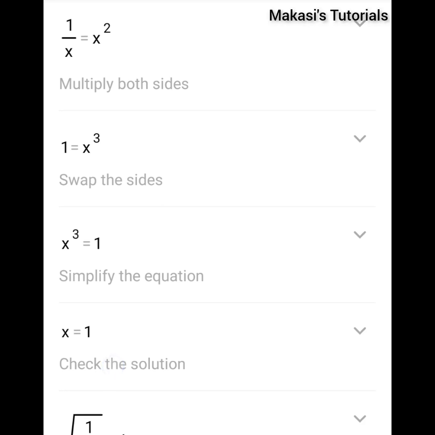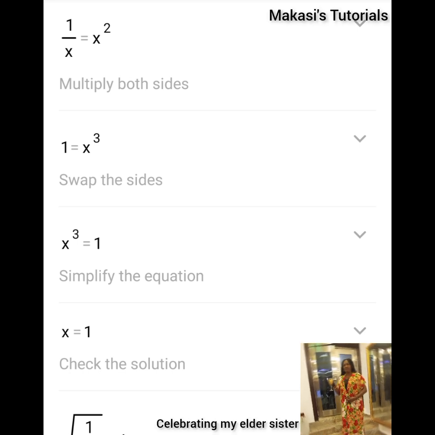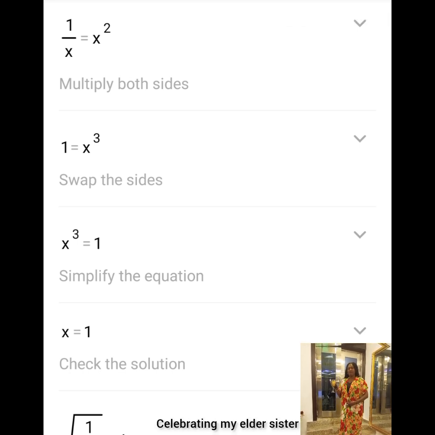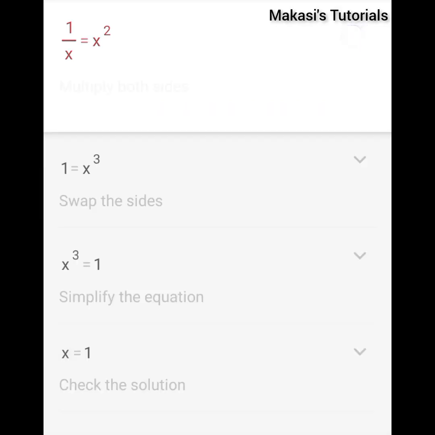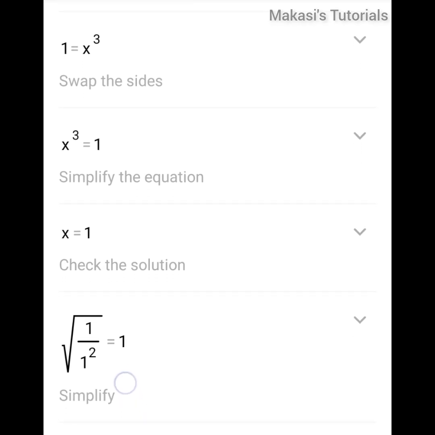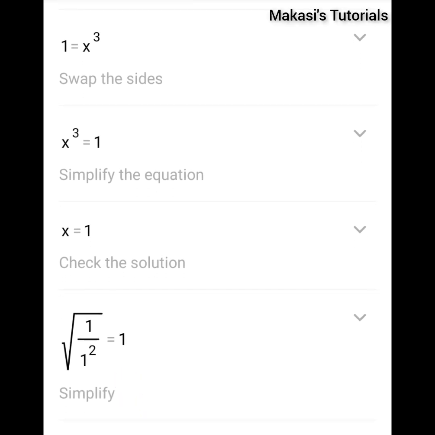Now at this point, where we have 1 over x equals x squared, what do we have to do? We have to multiply both sides, or we can simply clear the fraction, for us to have 1 equals x cubed. Do you see that we multiply both sides of the equation by x? Or we can simply say clear the fraction by x, for us to have 1 equals x cubed.